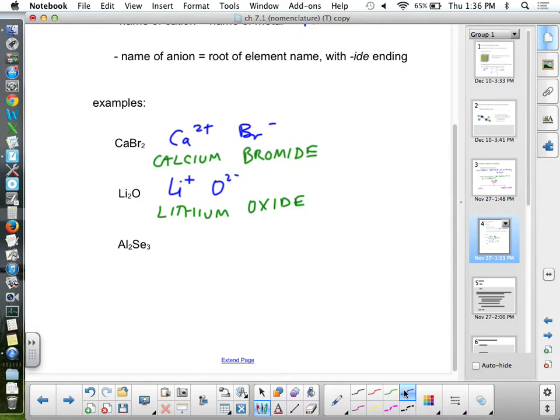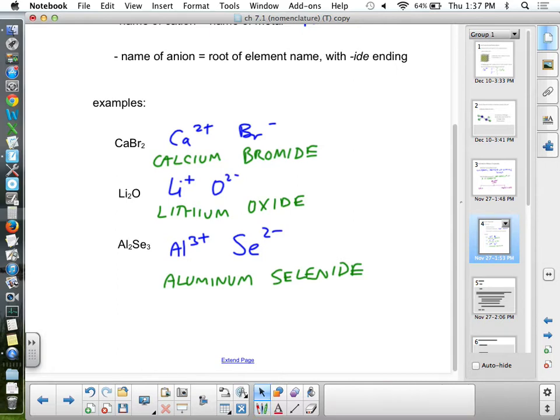Okay, if you did this correctly, you recognize that aluminum exists as cations with a 3+ charge. Selenium, based on its position in the periodic table, consists of anions with a 2- charge. The name of the cation is aluminum, and the name of the anion is selen-, the root of the name of the element selenium, with the -ide ending, so aluminum selenide.